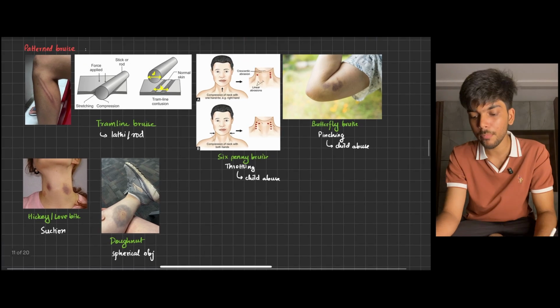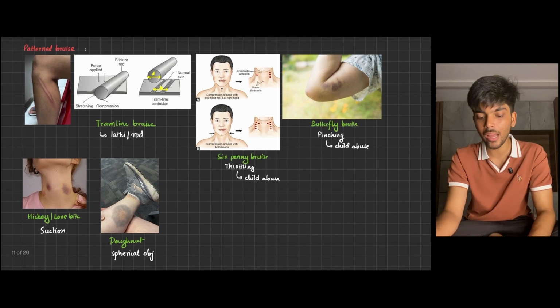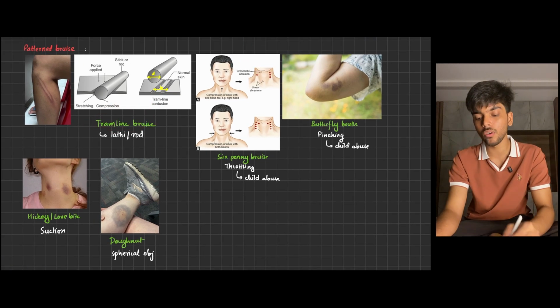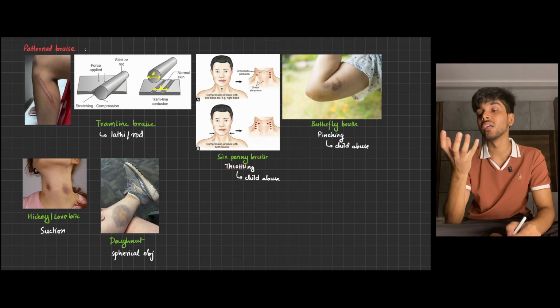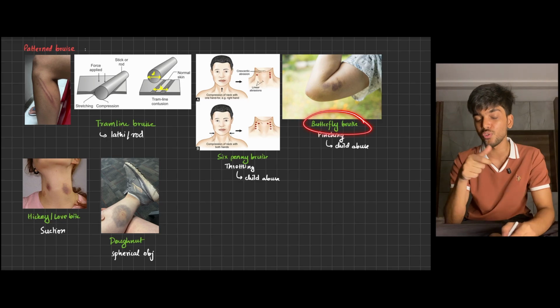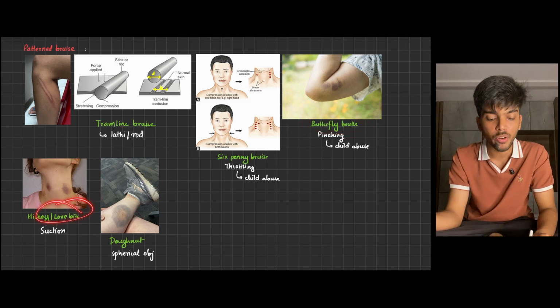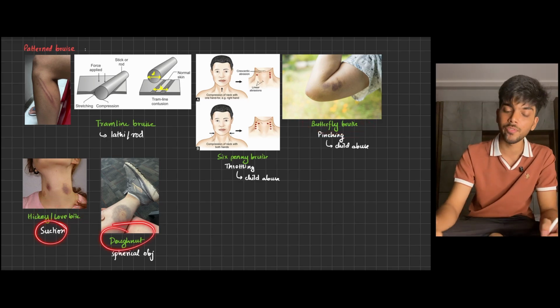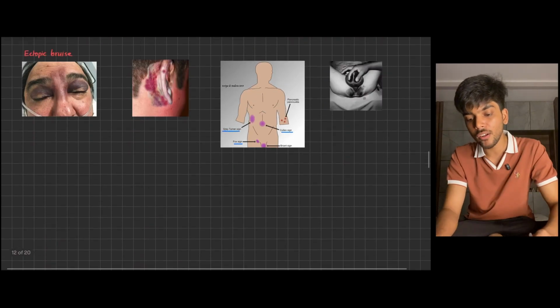So those are your patterned bruises. Okay, so you had the trimline bruise as a result of lathi or rod. You had sixpenny bruise due to the tip of the fingers as a result of throttling. You have butterfly bruise due to pinching, hickey or love bite due to suction, and donut bruise due to spherical object. Next, you have ectopic bruise.